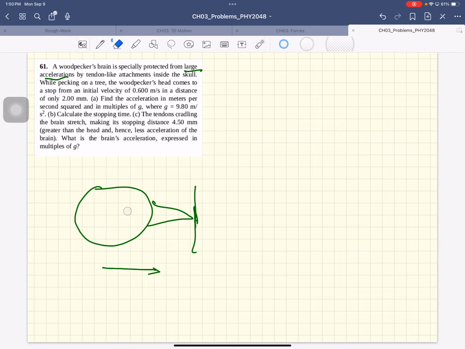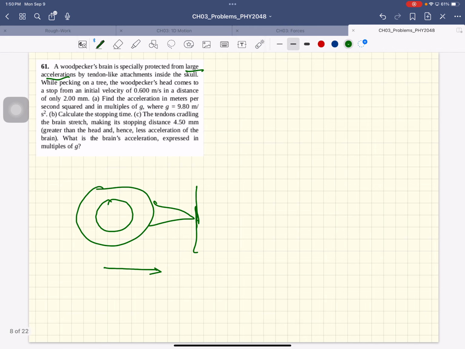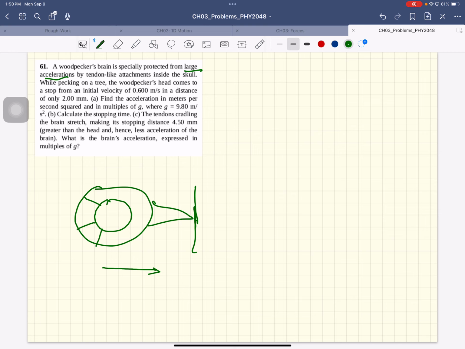So here's what nature does. Here's the brain. It might have fluids. In addition, it has rubber bands. As this brain travels, this rubber band stretches and pulls the brain back. So that's the airbags for the woodpecker. That's what this problem is about.